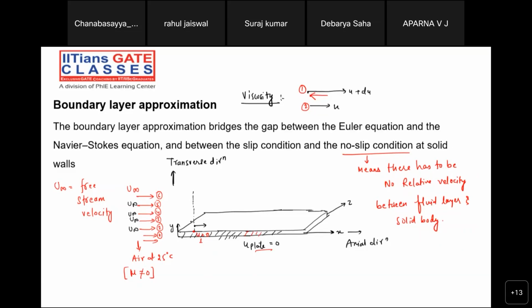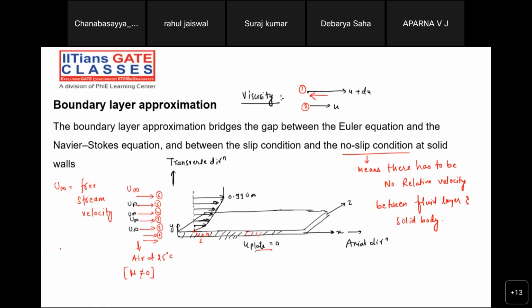So what is going to happen with the third fluid layer? It is also going to move a little bit slower than u infinity, like this, and it keeps on growing in the transverse direction till it develops a velocity equal to 0.99 times u infinity. Check it out.